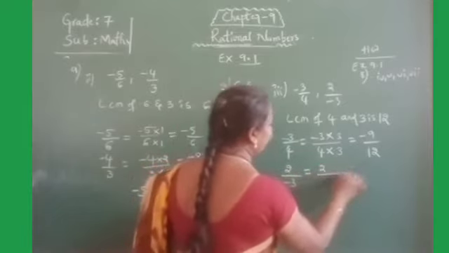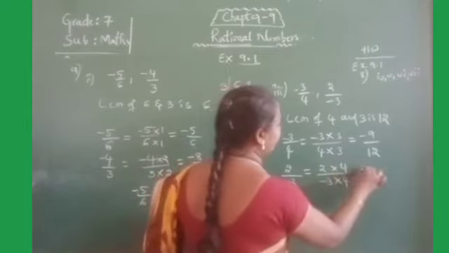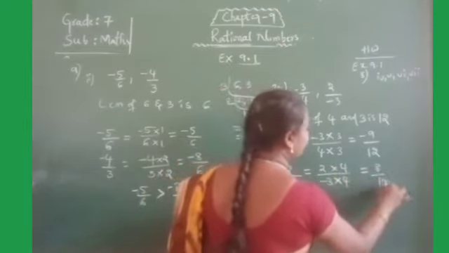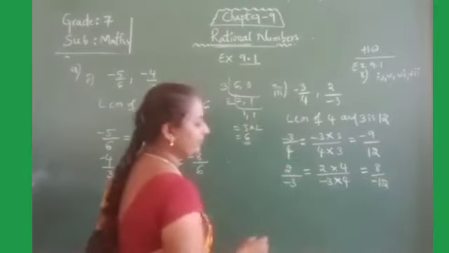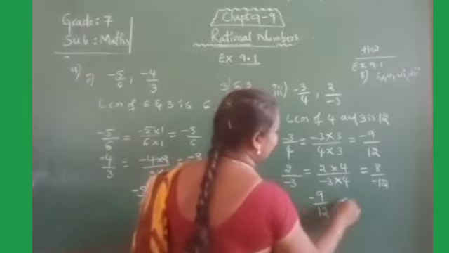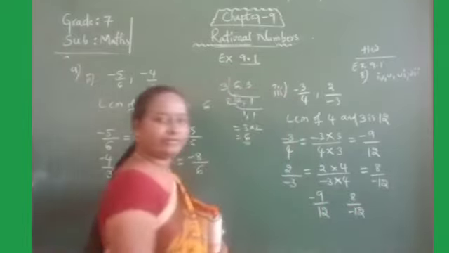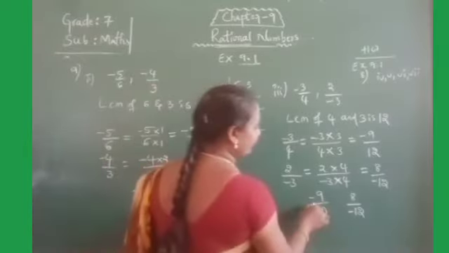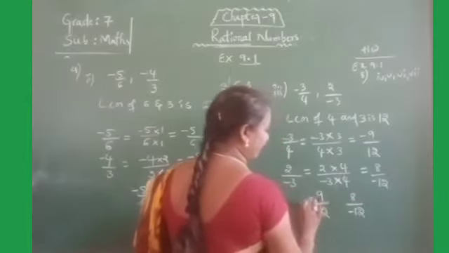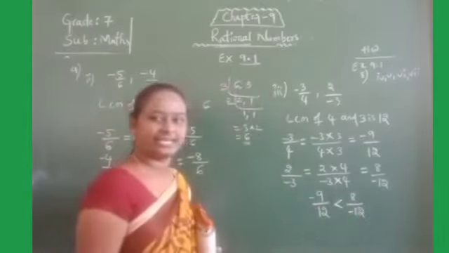Next, 2 by minus 3. So here also multiply the numerator and denominator by 4. 2 fours are 8, 3 fours are 12, that is minus 8 by 12. Now we have minus 9 by 12 and 8 by minus 12. Tell me which rational number is greater? Minus 9 or minus 8? Minus 8 is greater.